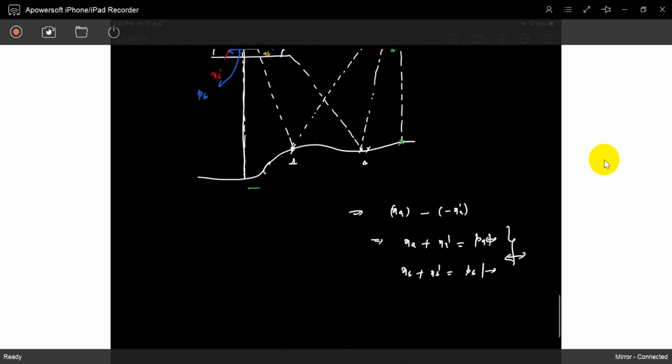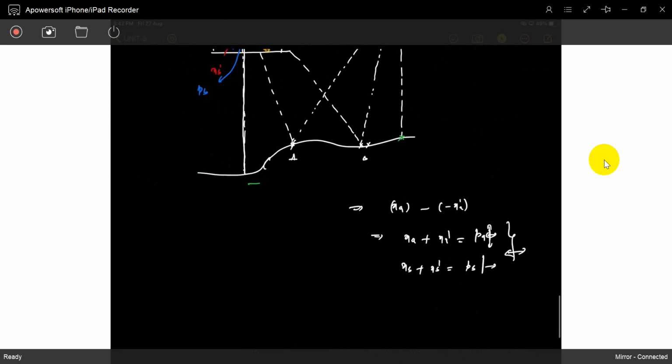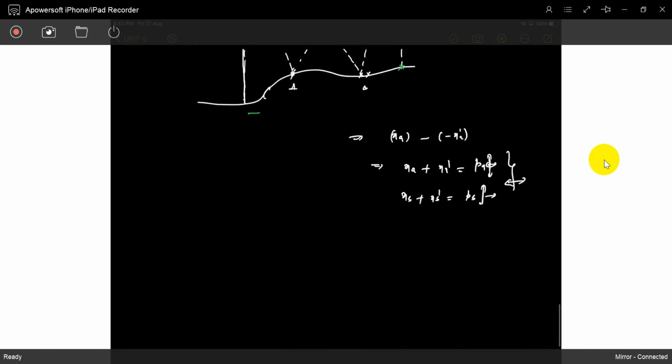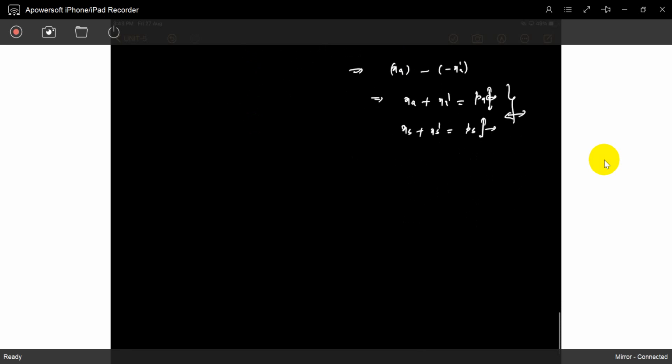So this is the parallax at A. This is the parallax at B, based on our flight planning. Okay, that's it. Now based on that, you can find out the depth of any point. So how can you find out the depth of any point?